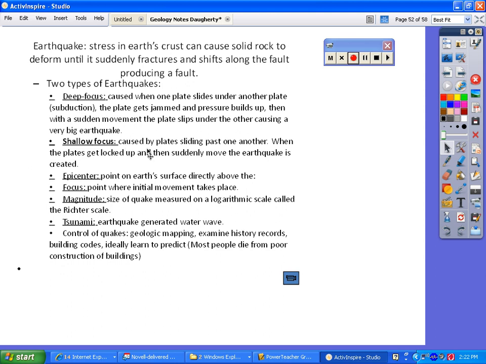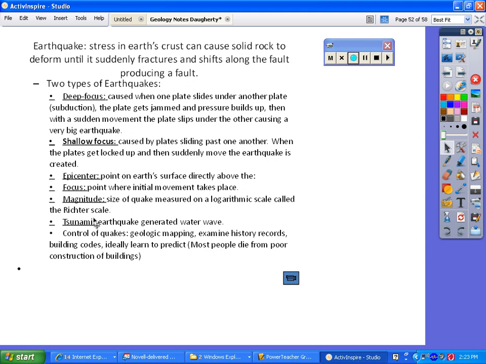Shallow focus is plates just sliding past one another. So that's kind of what we know as the transform fault. And again, they're trying to slide past each other. They get locked up, and then suddenly they're able to snap free of each other, and that generates the earthquake.